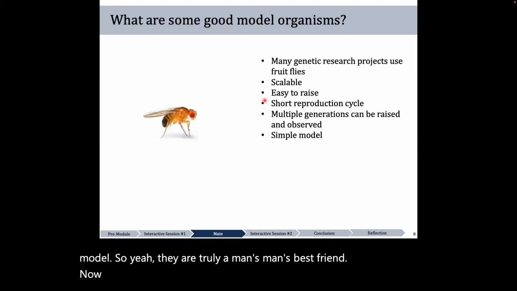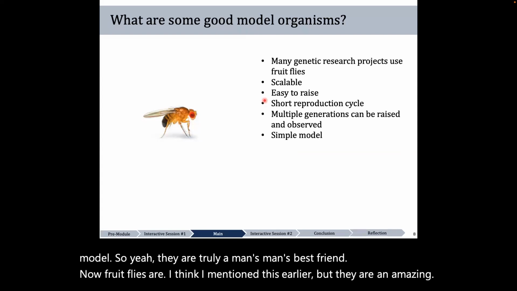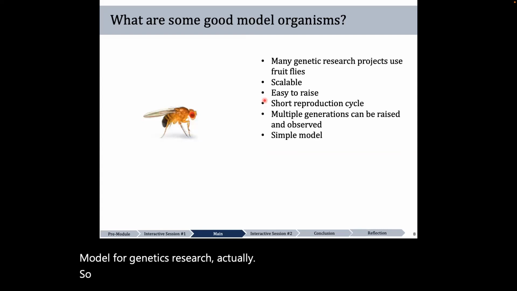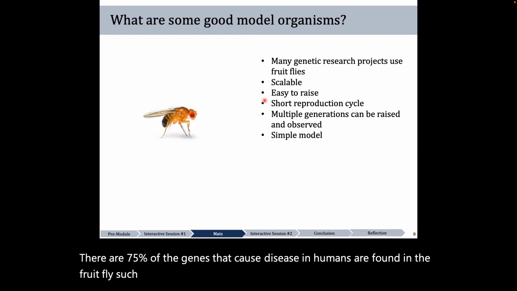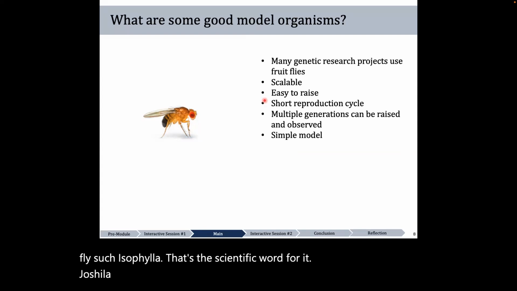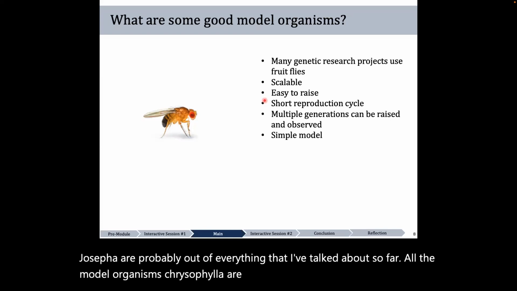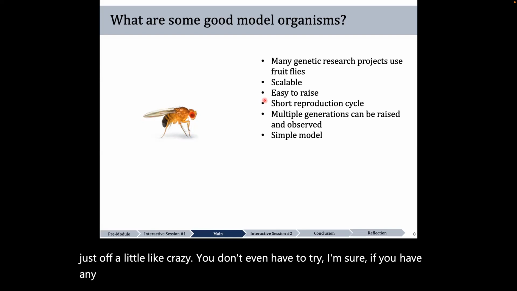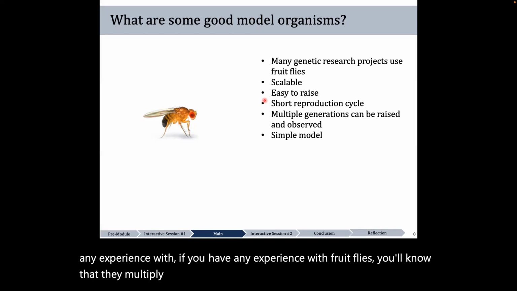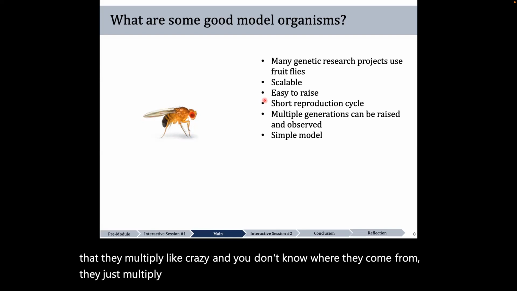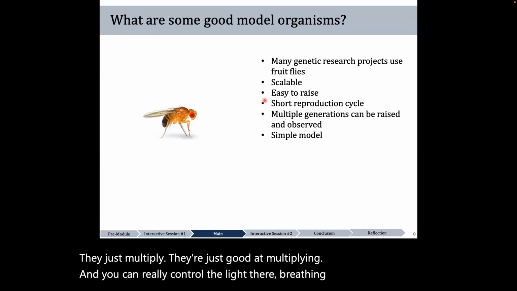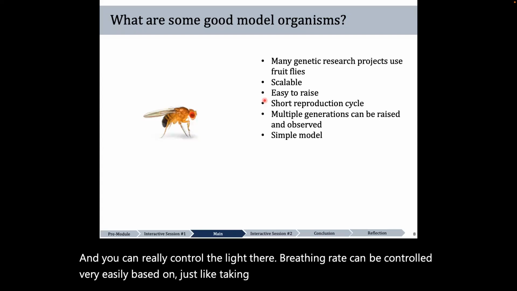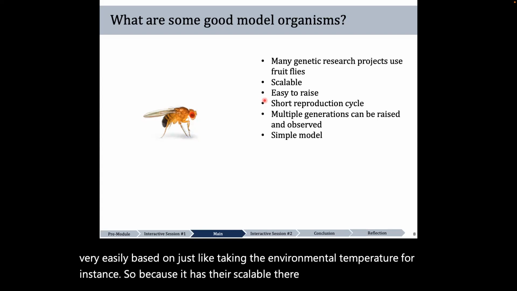Now, fruit flies, I think I mentioned this earlier, are an amazing model for genetics research, actually. 75% of the genes that cause disease in humans are found in the fruit fly, the Drosophila, that's the scientific word for it. Out of all the model organisms I've talked about so far, Drosophila are probably the coolest one. You can grow Drosophila like crazy. You don't even have to try. If you have any experience with fruit flies, you'll know that they multiply like crazy and you don't know where they come from. They're just good at multiplying. And their breeding rate can be controlled very easily, for instance by changing the environmental temperature. Because they're scalable, they're easy to raise, and they're very, very cheap.